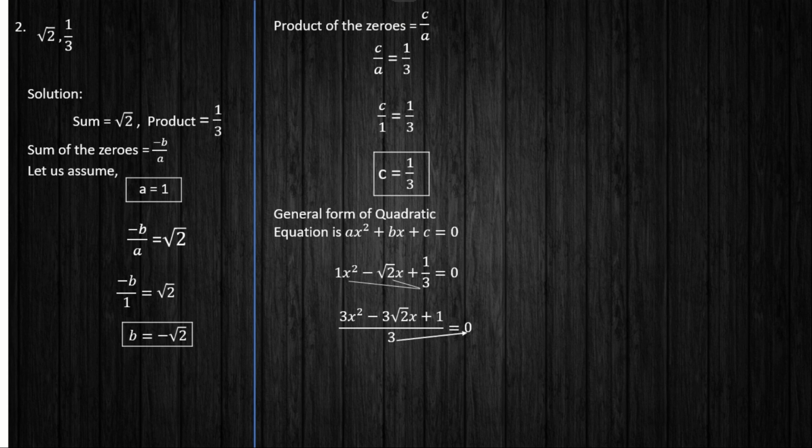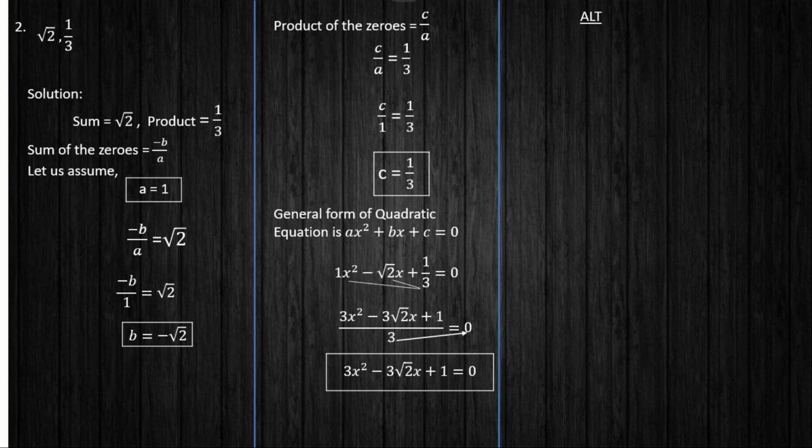After this, we need to cross multiply 3 into 0. 3 into 0 will become 0 itself. So the quadratic polynomial we obtain for this question is 3x square minus 3 root 2x plus 1 is equal to 0. Now we can calculate the same problem by using the alternate method, that is by using the formula.